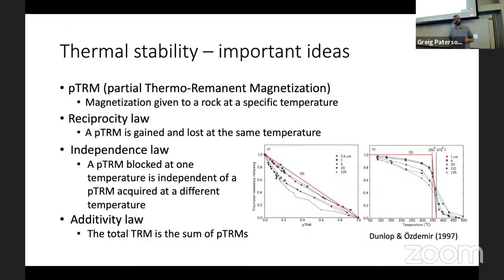And we know that these laws are frequently violated in the laboratory. You can really see that from the two graphs here, which are from experimental data. The existing single domain theory predicts that we should have these nice straight lines where the PTRM gained and the PTRM lost are the same. What we actually see when we do the measurements is this bowing, which we call PTRM tails. And you can see on the graph on the right, sorry, that based on single domain theory there should be a specific temperature at which the grain loses its magnetization, but of course, that's not what happens.